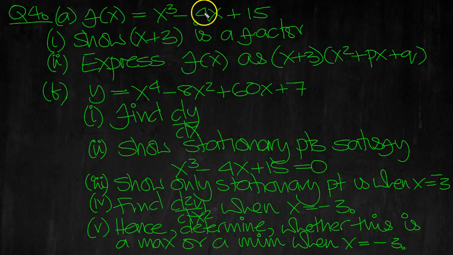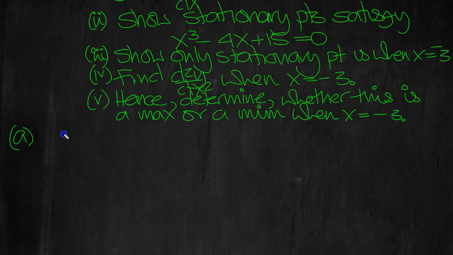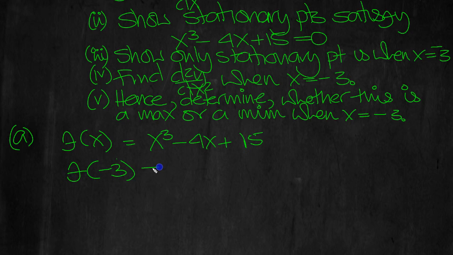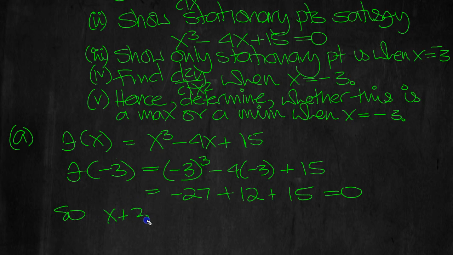So the first thing, let's show x plus 3 is a factor of this. Part A, x cubed minus 4x plus 15. So f of x is equal to x cubed minus 4x plus 15. We have to show that x plus 3 is a factor using the factor theorem. So put in minus 3 here. We get minus 3 cubed, minus 4 times the minus 3, plus the 15. Minus 27 plus 12 plus 15, and that equals 0. So x plus 3 is a factor.